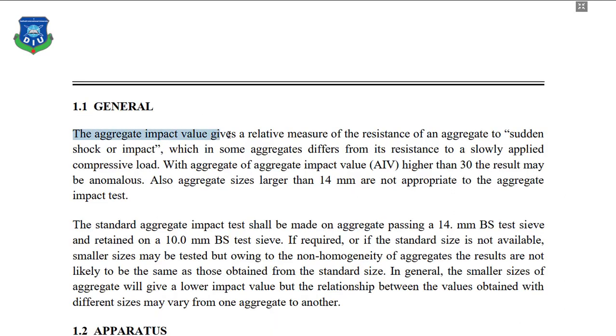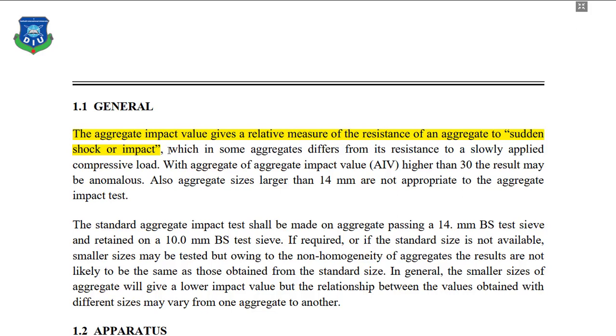Aggregate impact value gives a relative measure of resistance of an aggregate to a certain shock or impact. This is a very important thing. That means aggregate impact value provides a relative resistance to a sudden shock, and I think you know what a sudden shock is. An example is if you hit a cricket ball with a bat, that is the impact load, because the magnitude of the load is too high comparatively to the contact time. So that is called impact load. Or if you hit anything with a hammer, that is an impact load.